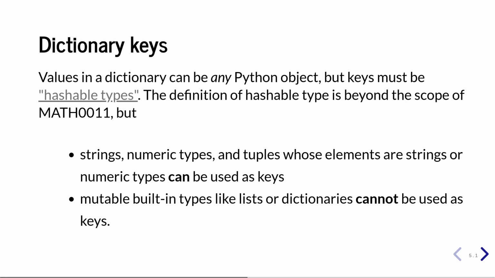Now the definition of a hashable type is not something that you need to worry about for Math 0011, but here are some guidelines. So strings, numeric types like integers or floating point numbers, and tuples whose elements are strings or numeric types, those things can be used as keys. But mutable built-in types like lists or dictionaries themselves cannot be used as dictionary keys.